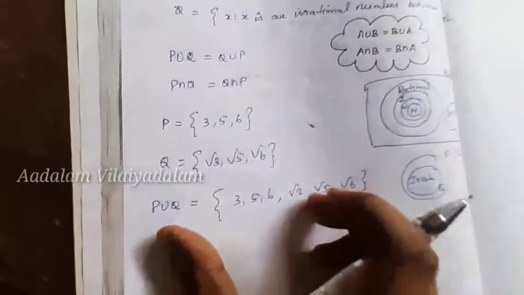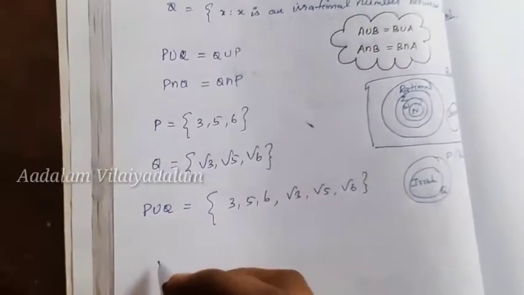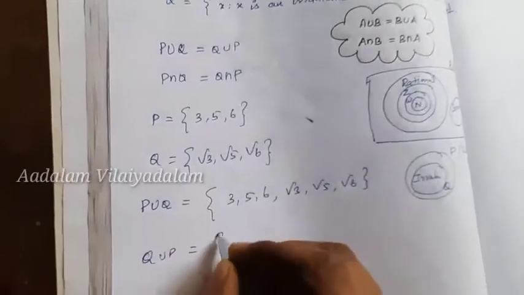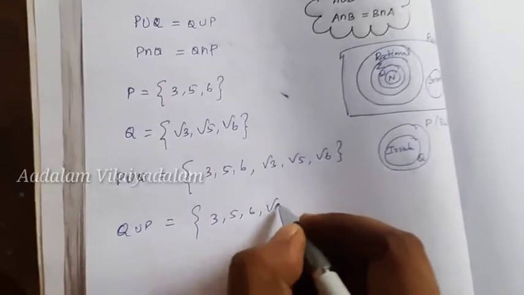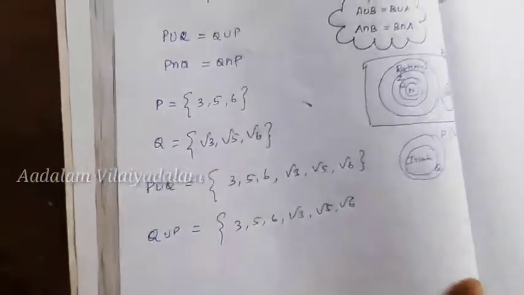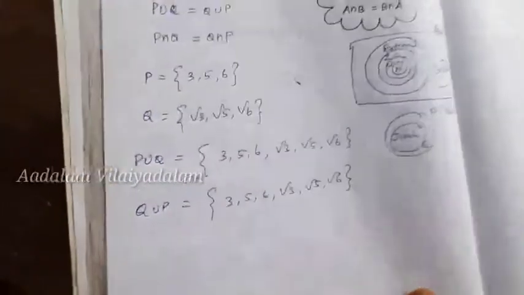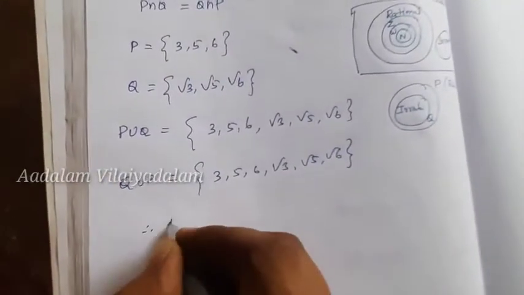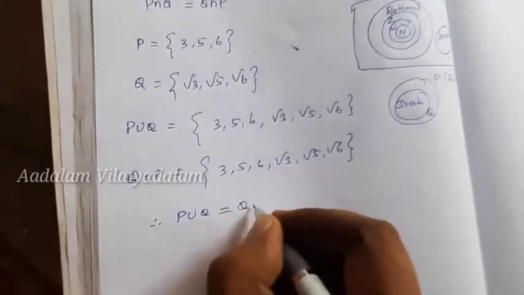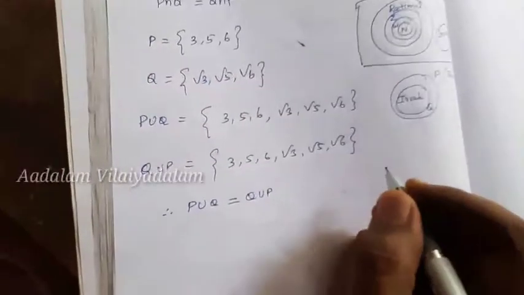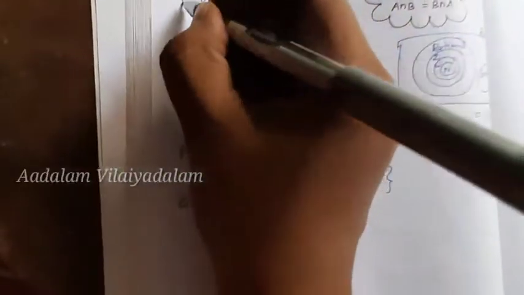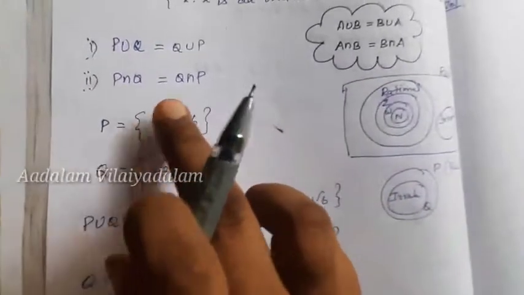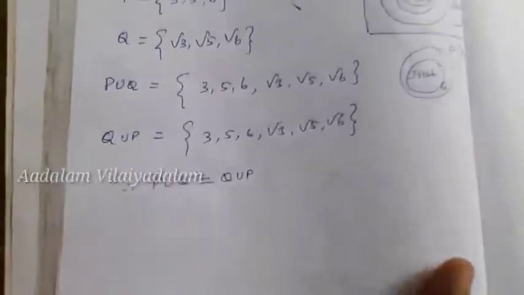Okay. Now if we find P union Q, then 3, 5, 6, root 3, root 5, root 6 will come. Then this answer is for P union Q. Then if we write Q union P, what do we get? The same elements: 3, 5, 6, root 3, root 5, root 6. Now, therefore we can write P union Q is equal to Q union P. Now we can take another subdivision, that is P intersection Q equal to Q intersection P.